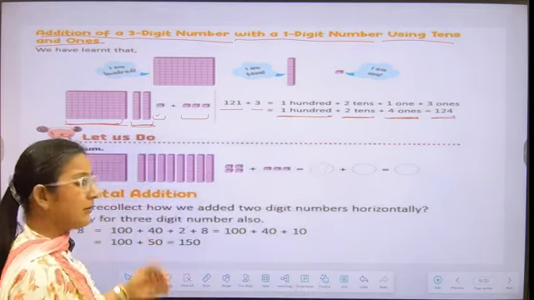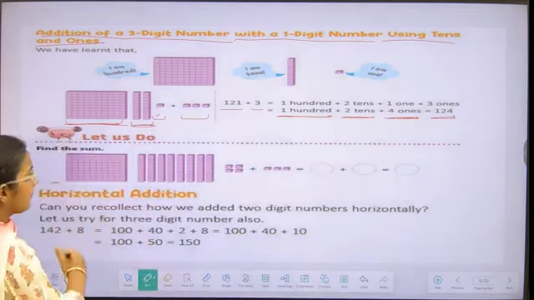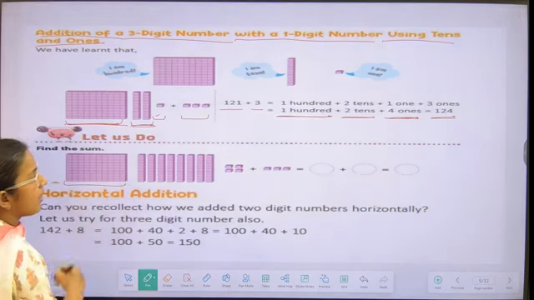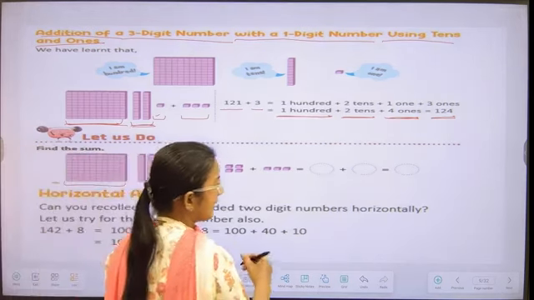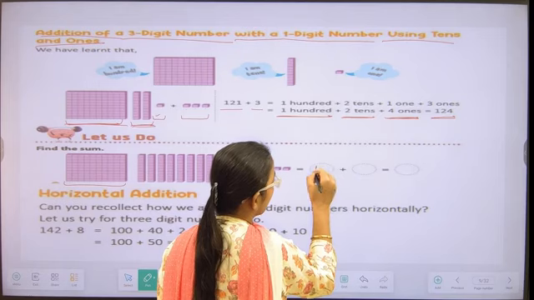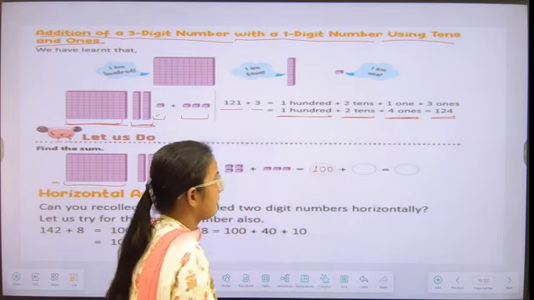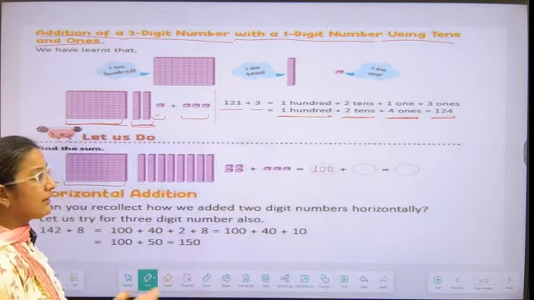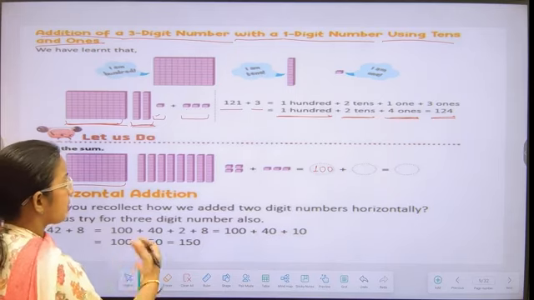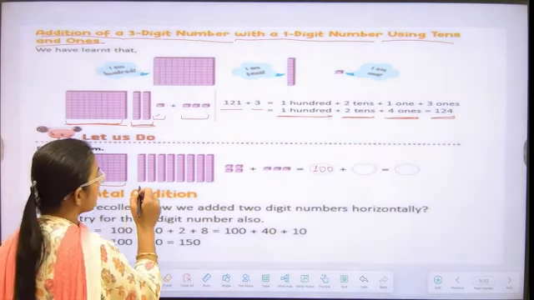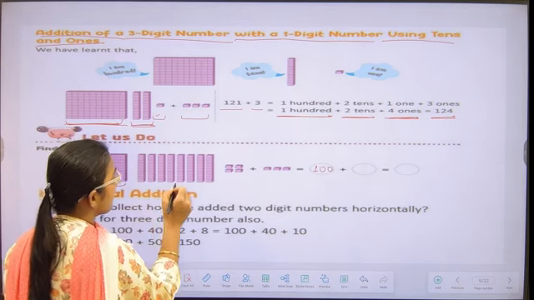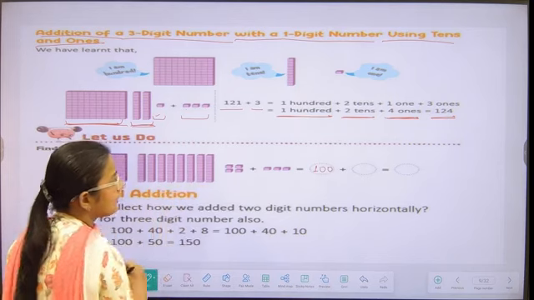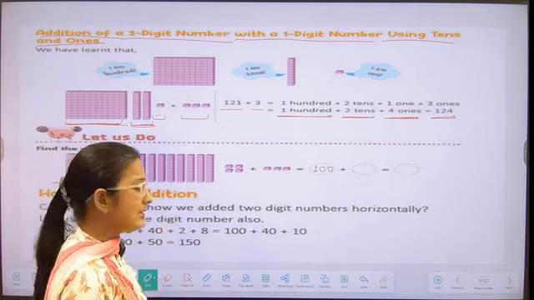Let's do one activity based on that. In that we are seeing we are having only a 100 block. So we can say that we are having 100. Now we are going to add the tens blocks, students. So how many tens blocks are we having? 1, 2, 3, 4, 5, 6, 7, 8. We are having 8 tens blocks.